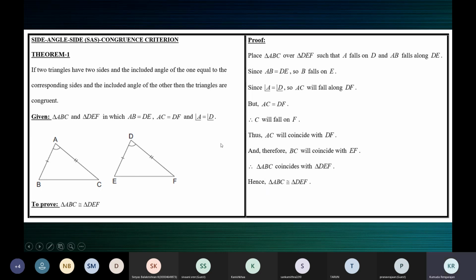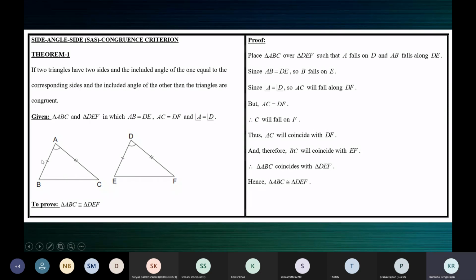Let me come again. So if two triangles ABC and DEF have two sides and the included angle of the one, this is one triangle ABC, two sides AB and AC, and the included angle. See, the sides AB and AC contain this angle A. AB and AC can be regarded as the arms of angle A. That is the included angle.